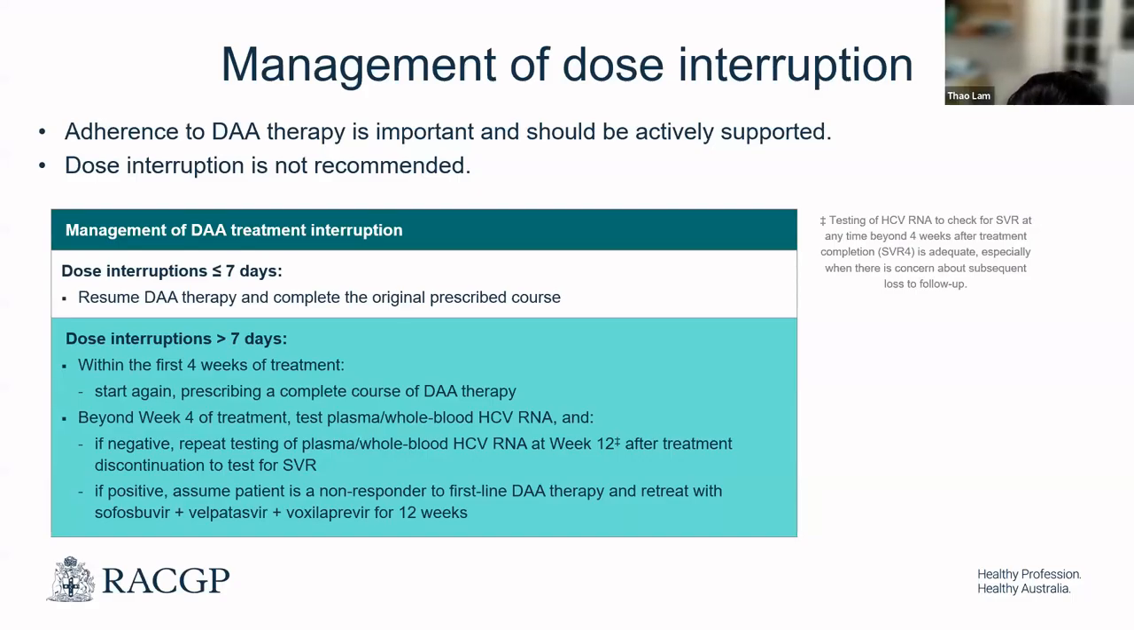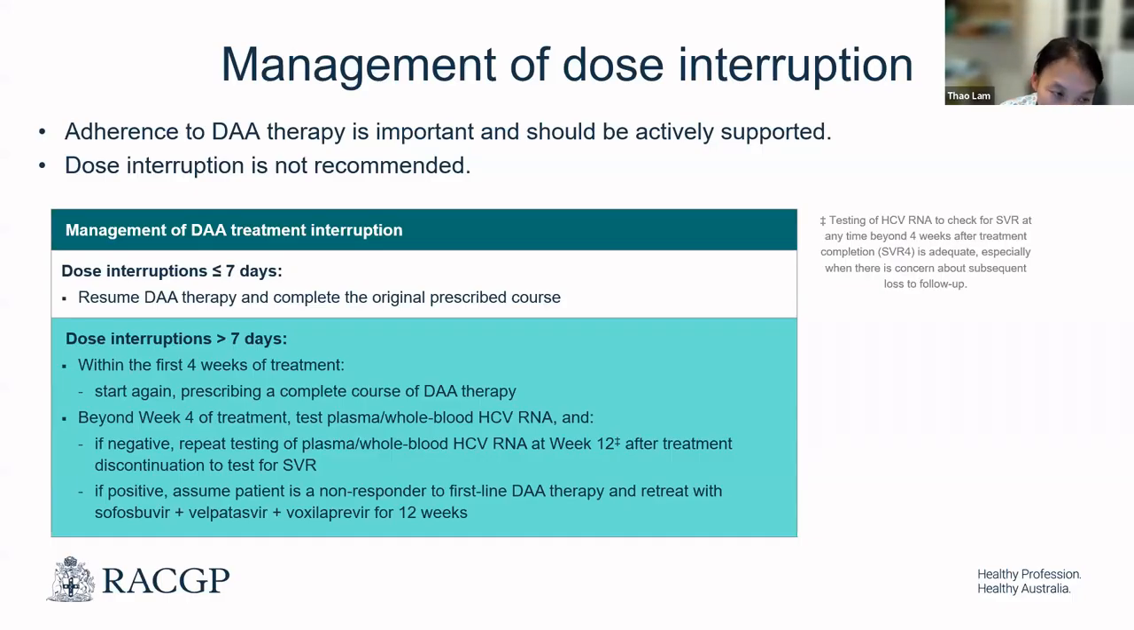Okay, so we know that adherence to DAA therapy is really important and should be actively supported to increase the likelihood of cure. But obviously, some patients may have various reasons for not being able to comply with treatment 100% of the time. So let's have a look at how we would manage non-adherence with the treatment. For those with dose interruption of up to 7 days, you can resume their therapy and complete the original prescribed course. But for those who have interruption of greater than 7 days that occurred within the first 4 weeks of treatment, start again, prescribe a whole new complete course of DAA therapy.